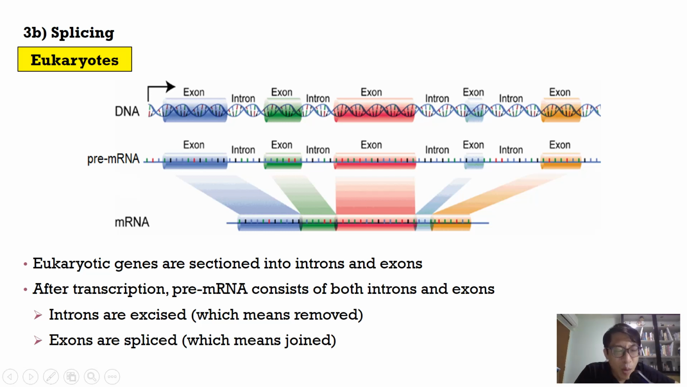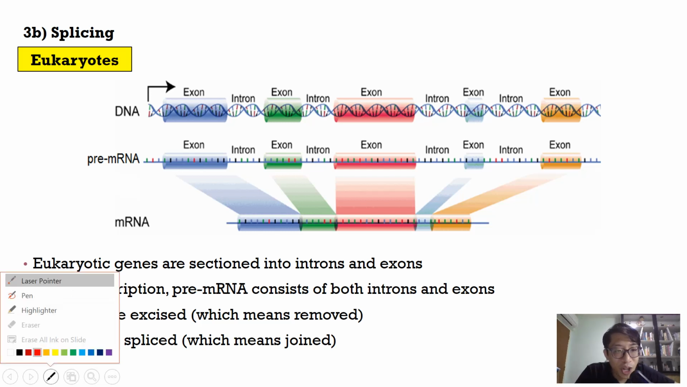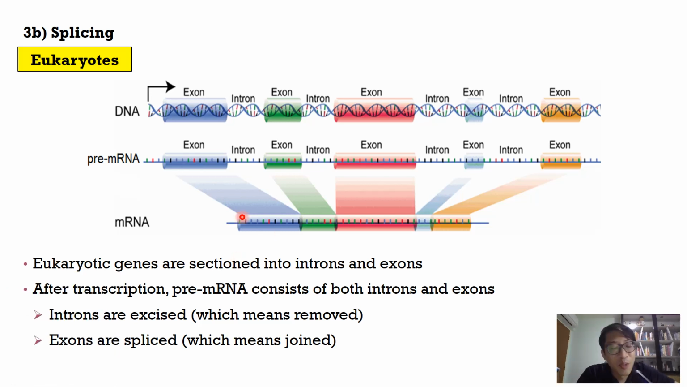Therefore, the introns, which should not be translated, would need to be removed and the exons joined together into a continuous sequence. This process is known as splicing. The removal of introns is called excision of introns, a more technical term, and the joining of the exons together is called splicing. The overall process is called splicing, but splicing also means just the joining. So one word, two meanings.